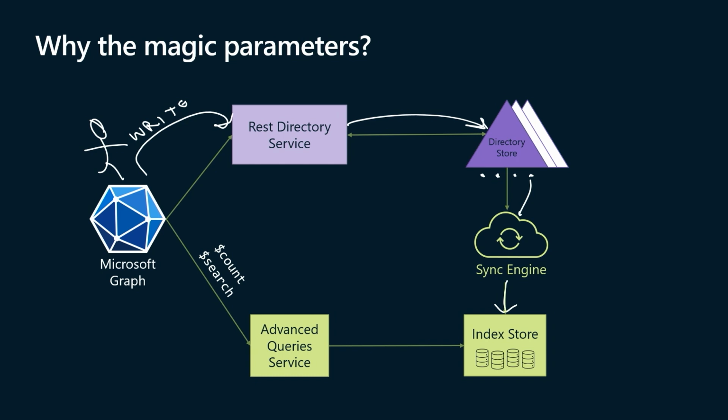Now you can see that the directory store and the index store are really not in sync, meaning that they are not able to have the same change at the same time. That's why we also require the ConsistencyLevel eventual header, to indicate the choice for you, the developer, that the query that you are getting a response from is eventually consistent. And by the way, we are also trying to reduce the latency, which is currently around 1 minute, 1 minute and a half, by doing this.